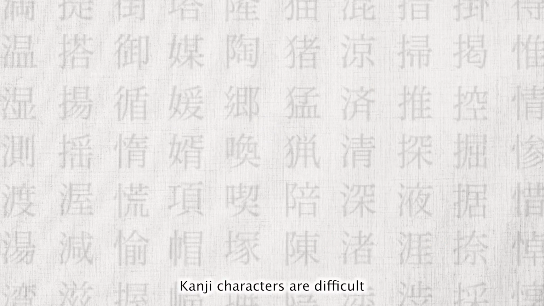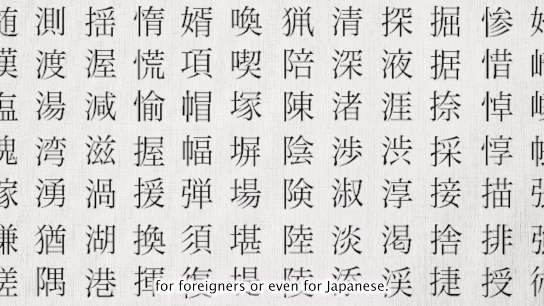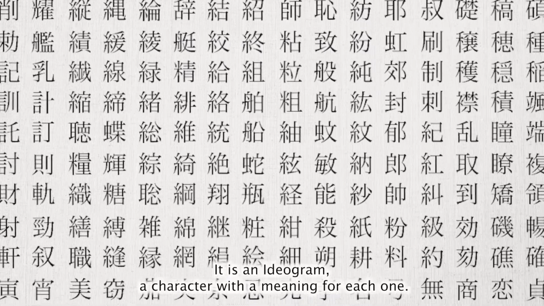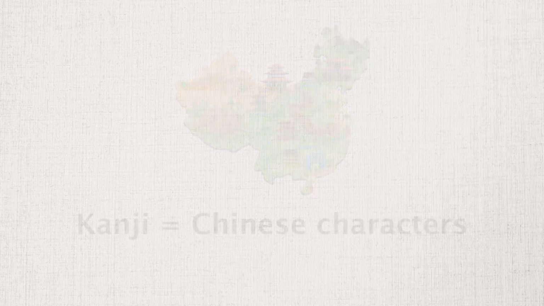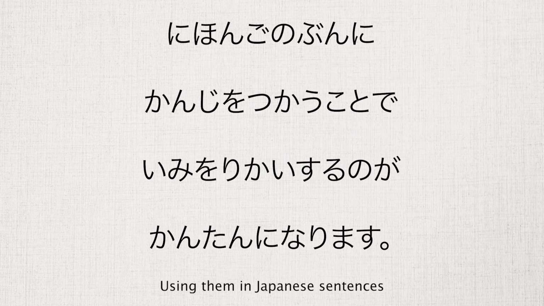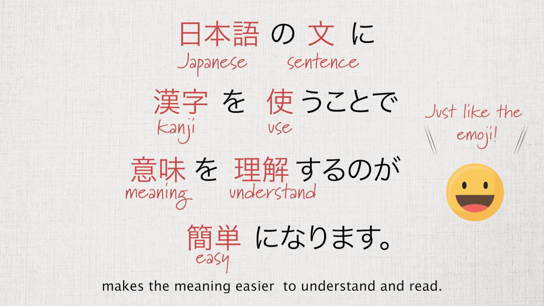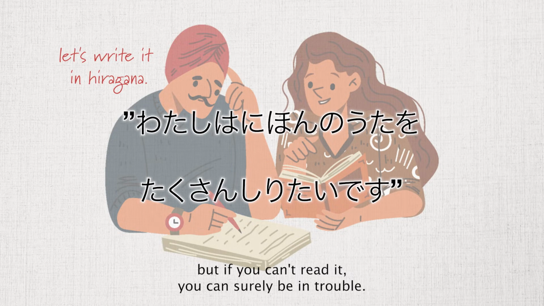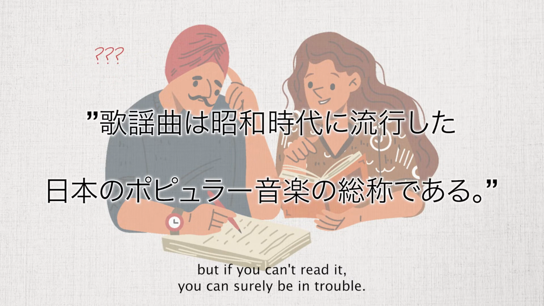Kanji characters are difficult for foreigners or even for Japanese. It is an ideogram, a character with a meaning for each one. Needless to say, they are Chinese characters. Using them in Japanese sentences makes the meaning easier to understand and read. If you can't write it, you can substitute hiragana or katakana. But if you can't read it, you can surely be in trouble.